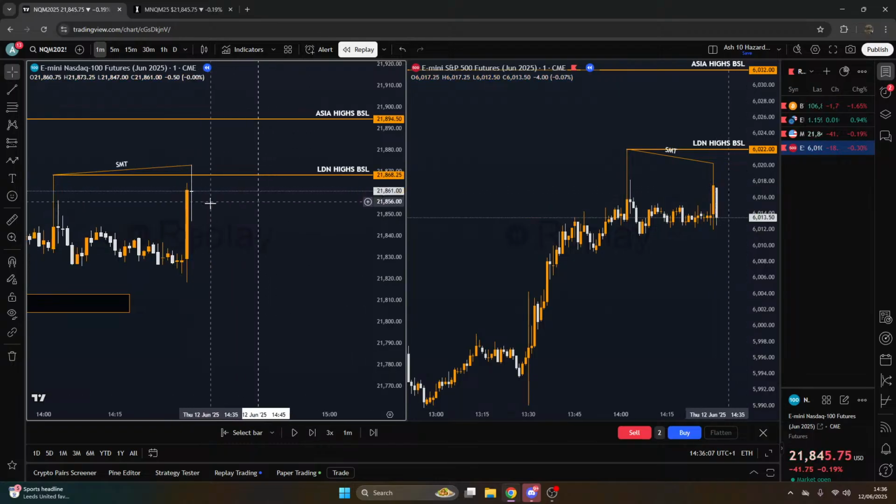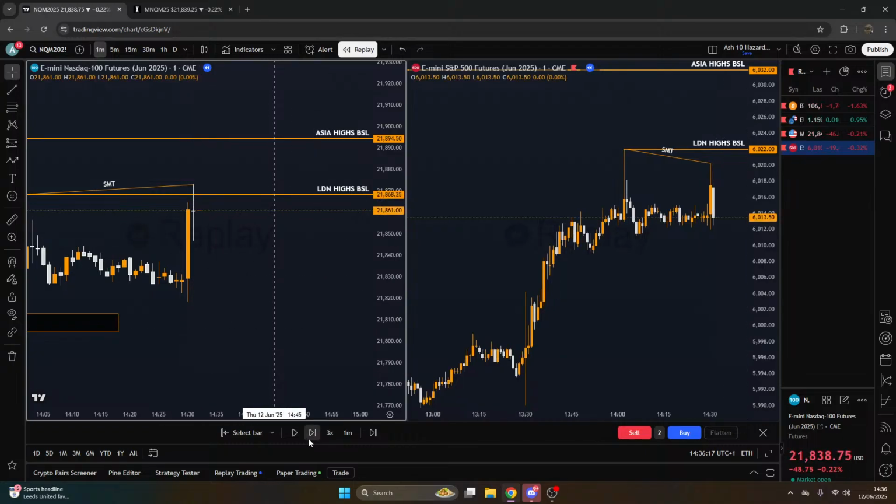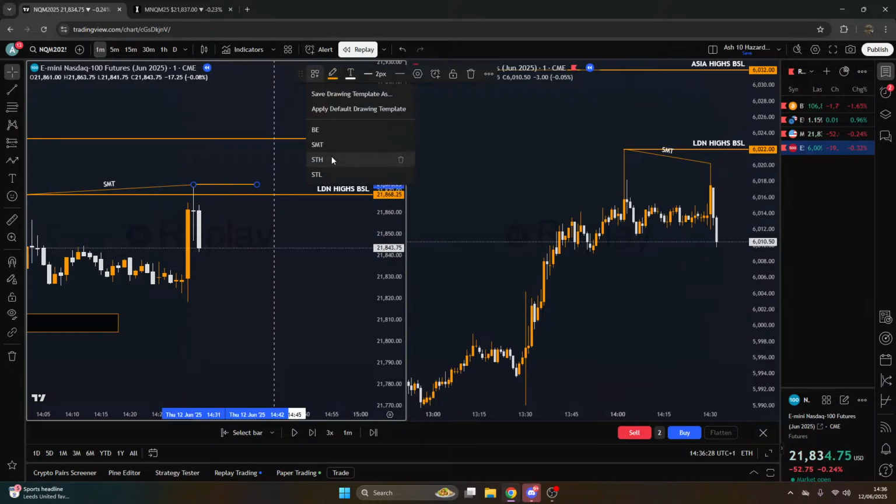And this isn't a high, because obviously a high consists of one bearish and one bullish candle. Right here, we have a bearish and a bullish candle, but this bullish candle hasn't formed yet. Once we have the next candle form, bang, now it's a high. That's the first short-term high that's formed after we've swept London highs. So you'd mark that out as your short-term high.